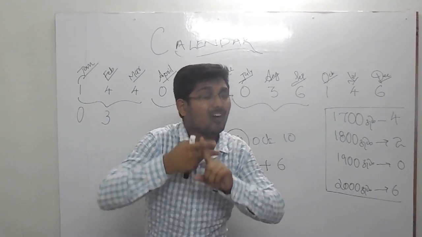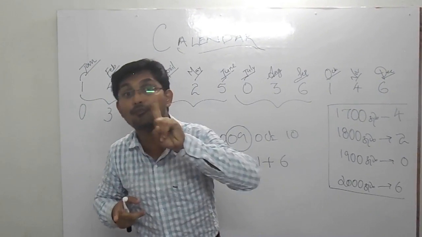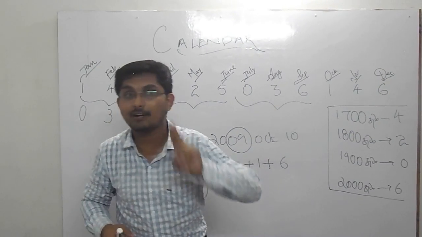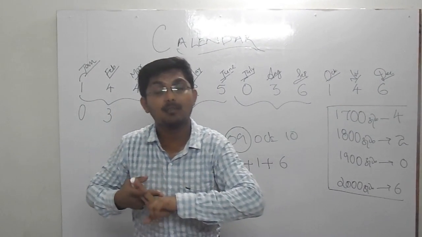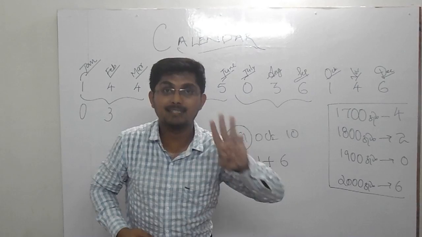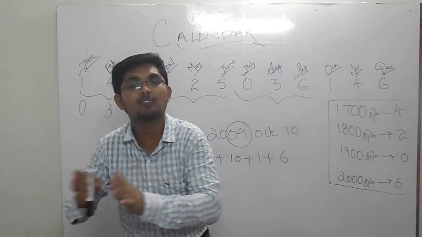If the remainder is 1, then the day is the first day, that is Sunday. If the remainder is 2, then the day is Monday. If the remainder is 3, then the third day, that is Tuesday, and so on.